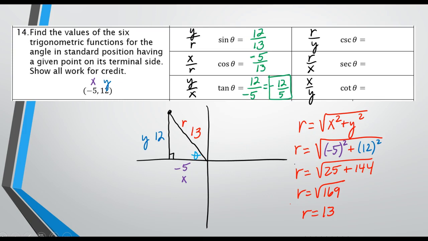Now that we know those, we just take them and flip them upside down, and it will give us our other 3 answers. So cosecant would be 13 over 12. Secant would be 13 over -5, but like I said, usually the negative just goes out to the front. So I'm going to put the negative in front and then just write -13 over 5. And then cotangent, same thing. The negative goes out in front, and then it would be -5 over 12.